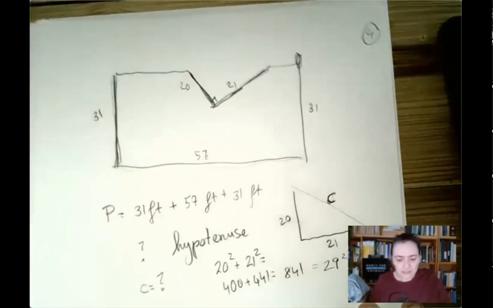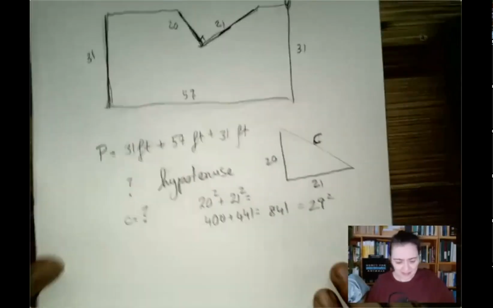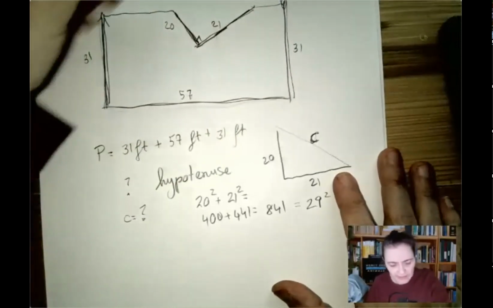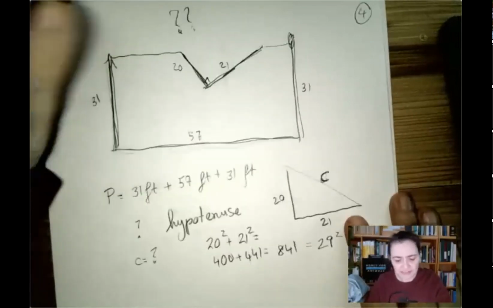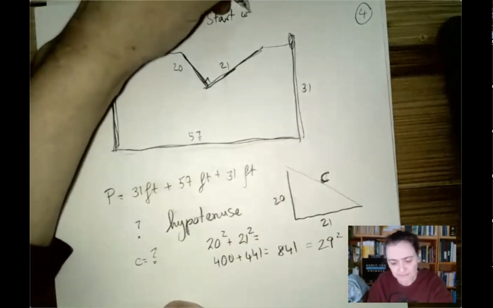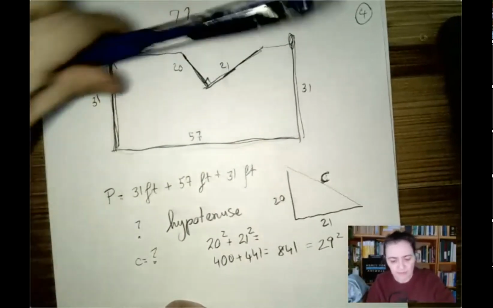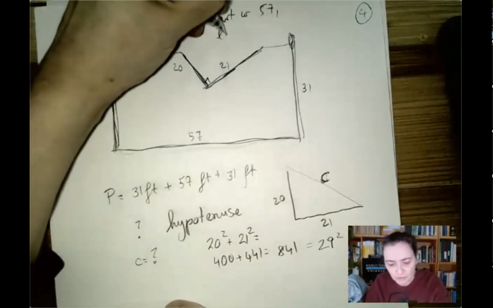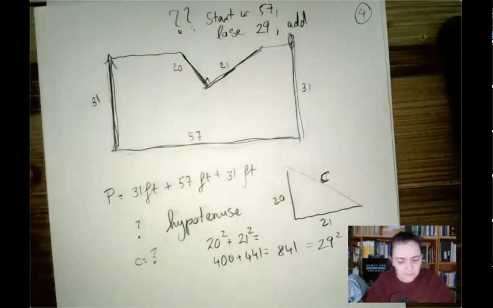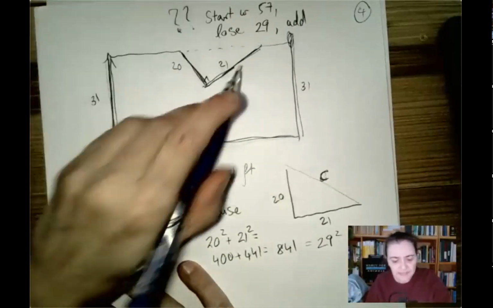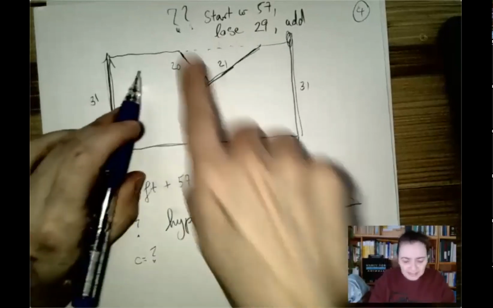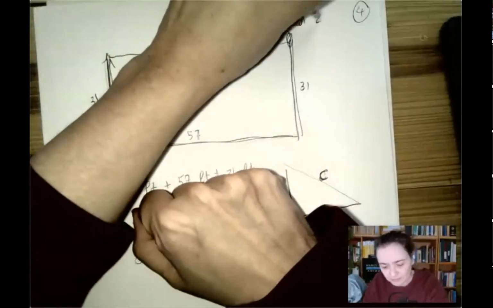Okay, so here is what happened. We started to walk. That is 31, 57, 31, and here there is a big question mark. And I would say this side here, start with 57, right? That would be this. And then lose 29 and add, right? This one here was taken out. This we now found out is 29. Lose that, and then add 20 and 21.